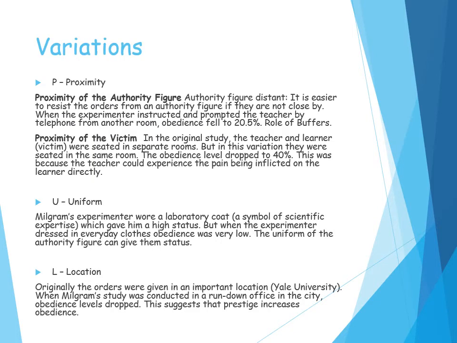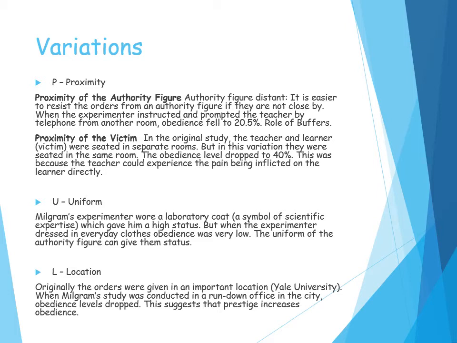So the variations then. To help you remember the 3 variations of proximity, uniform and location, use the acronym PULL. So P, proximity. There are 2 ways in which the proximity was altered. So there was proximity to the authority figure. When the authority figure was distant, it was easier to resist the orders that they gave when they weren't close by. When the experimenter gave instructions by telephone from another room, obedience rates decreased to around 20%, about 21%. Proximity to the victim.